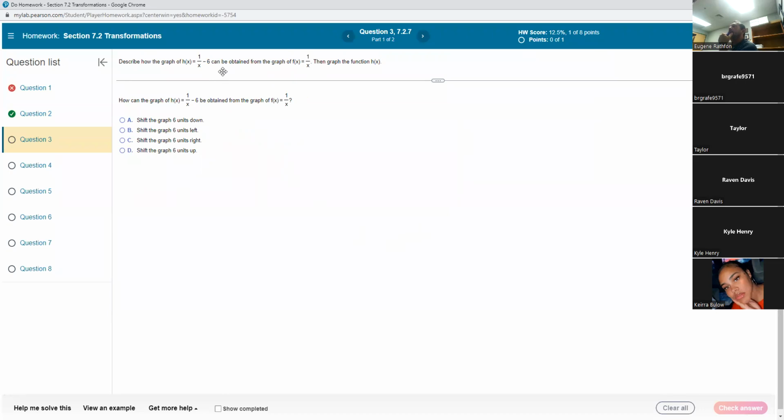All right, y'all, so let's see what y'all think. Now they're telling you, how can the graph of h of x equals 1 divided by x minus 6 be obtained from the graph of f of x equals 1 over x? So they're telling you what the basic function is, the 1 over x graph. So what is the minus 6 doing to my graph?